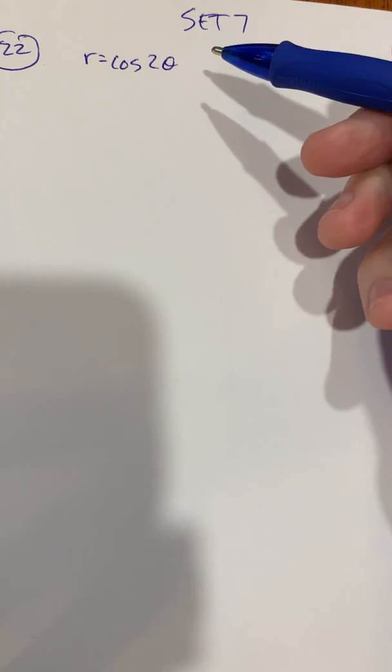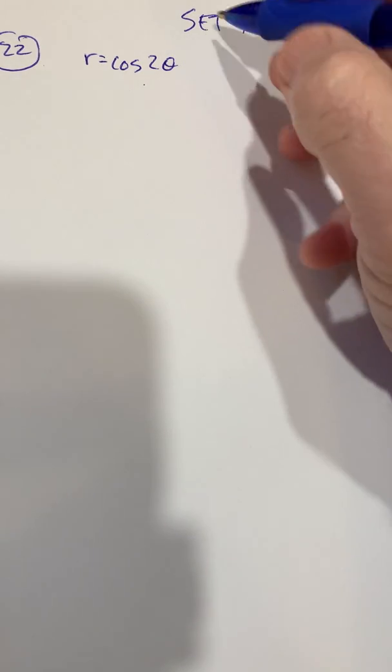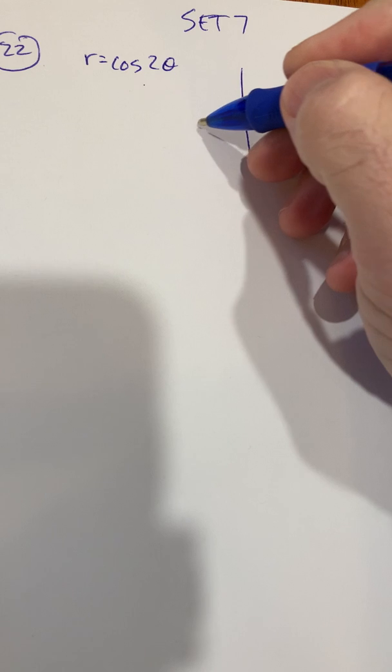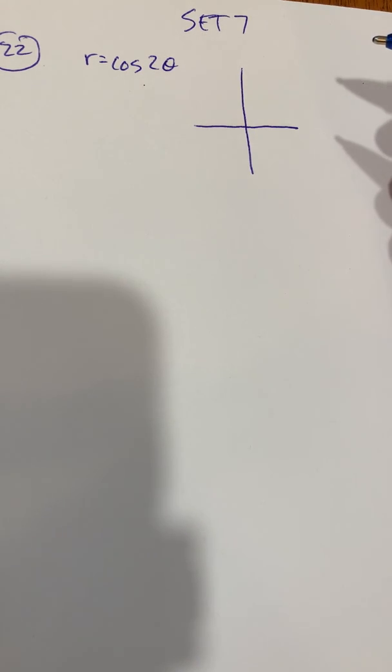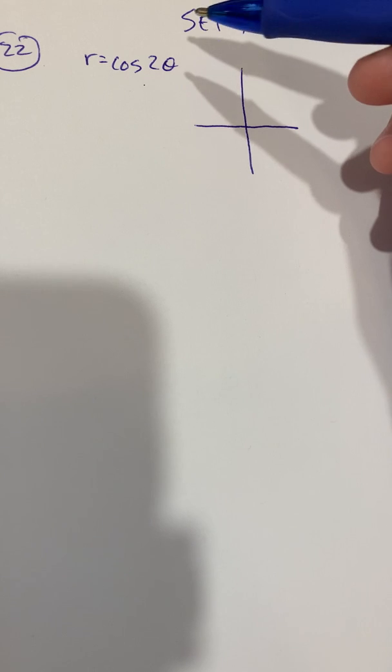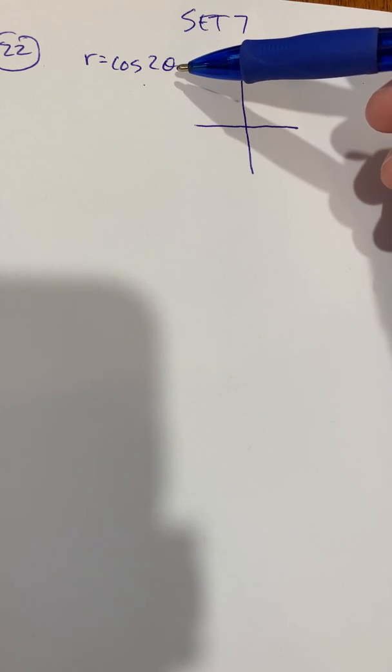Okay, set 7, problem 22 was to find the area enclosed by r equals cosine 2 theta. This is a weird problem because the answers are given in decimals, which means you're going to have to use your calculator to find the integral. Not sure why they threw that in here.